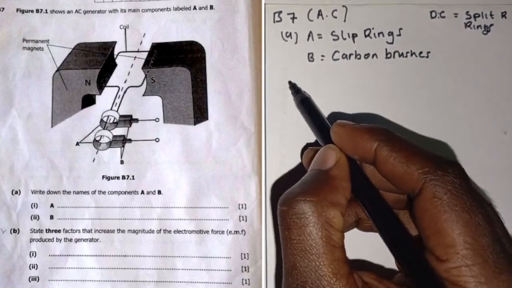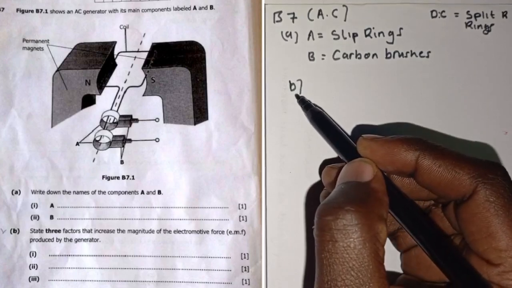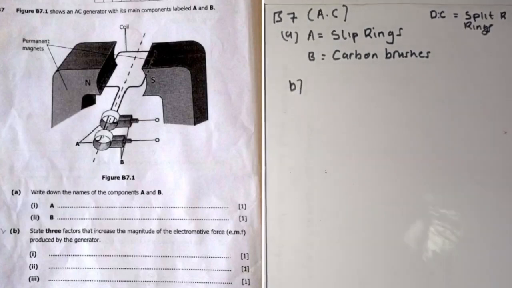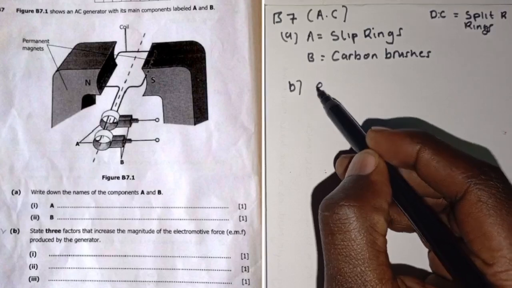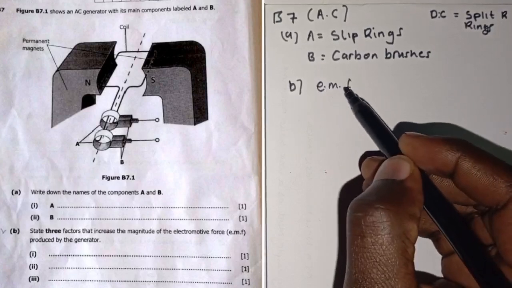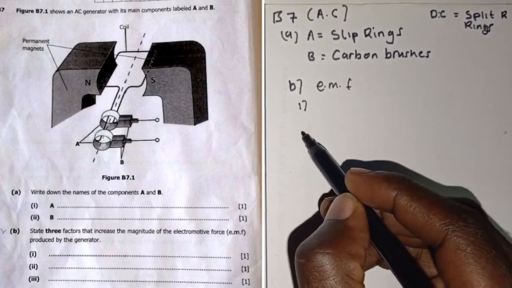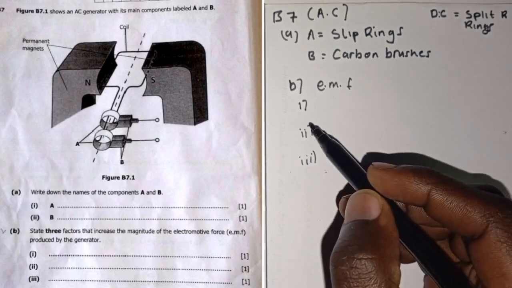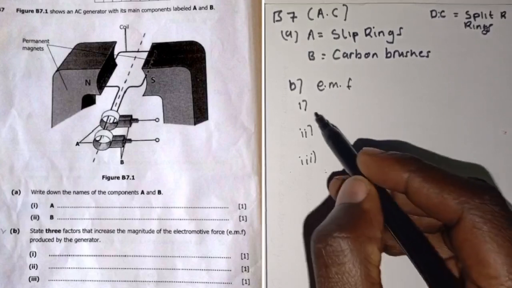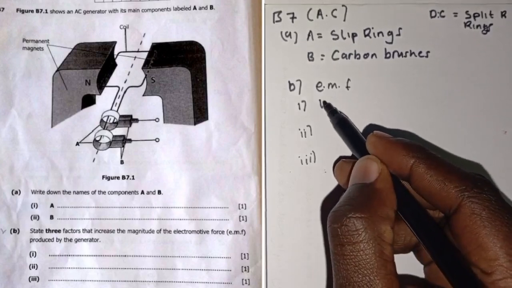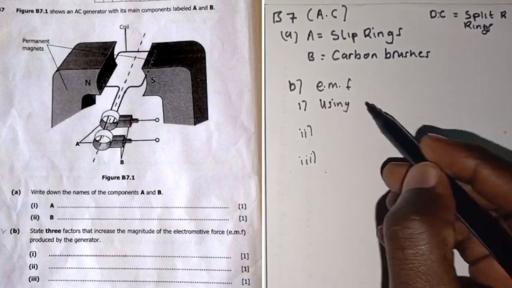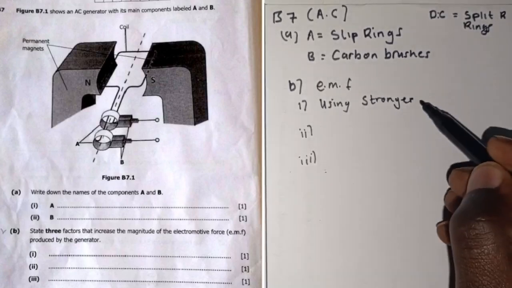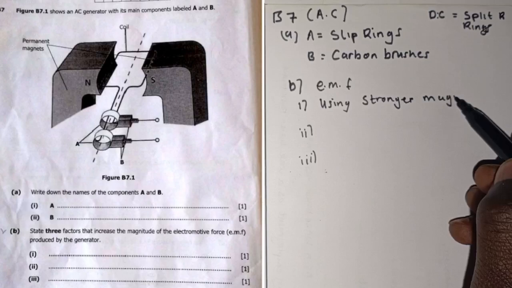We've done that. Then B says, state three factors that increase the magnitude of the electromotive force produced by the generator. So how can you increase the electromotive force, what we call EMF? We should state three things: number one, number two, number three. So one thing would be using stronger magnets. I like to keep my answers simple.